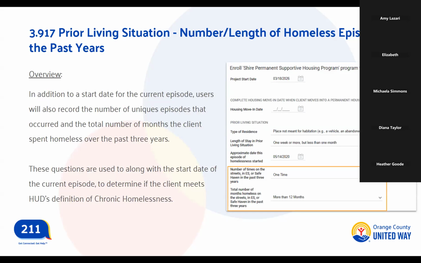In addition to the start date for the current episode, users will also record the number of unique episodes that occurred and the total number of months the client spent homeless during those episodes over the past 3 years. This is captured by the question that asks for the number of times on the streets, in emergency shelter, or safe haven in the past 3 years. These questions are used along with the start date of the current episode to partially determine if the client meets HUD's definition of chronic homelessness.